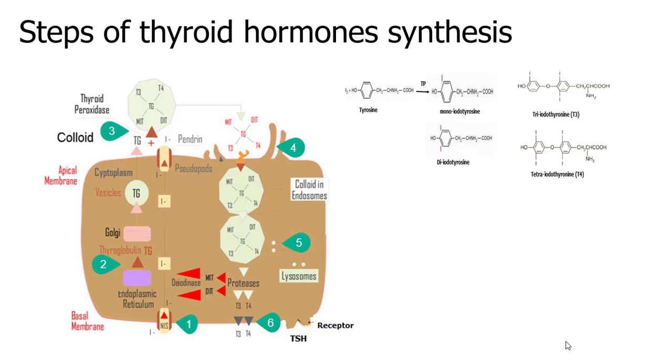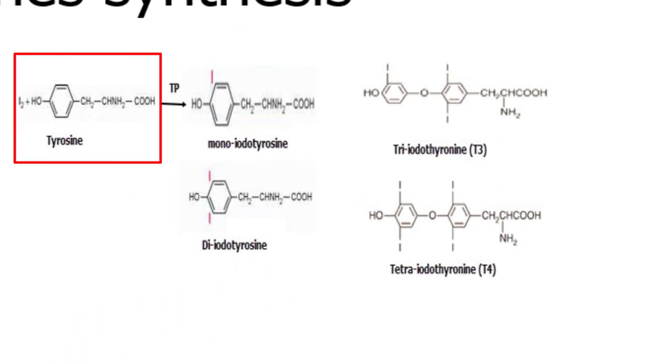The third step is the incorporation of the iodide into the tyrosine residues within the thyroglobulin molecule, which occurs within the colloid. This action is driven by the enzyme called thyroperoxidase, which is located at the luminal surface of the thyroid cells. As indicated in this diagram, adding of iodide to the tyrosine residues will result in the formation of monoiodotyrosine and di-iodotyrosine.